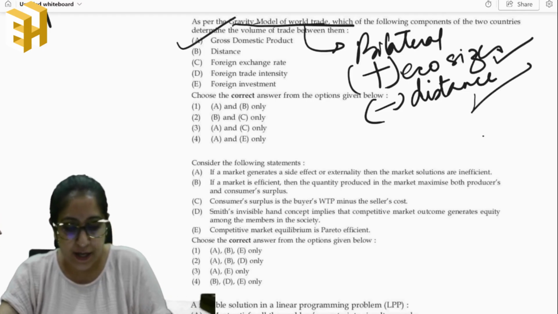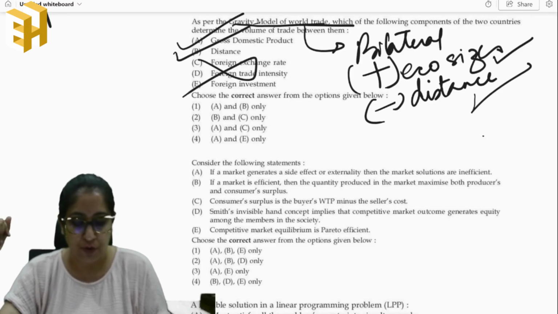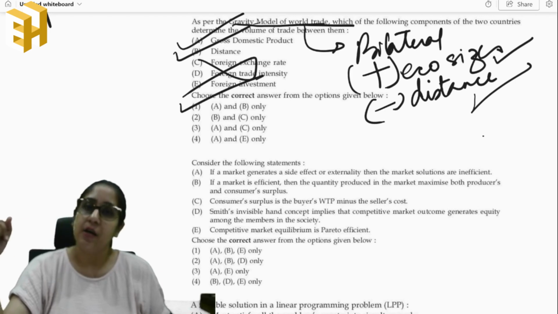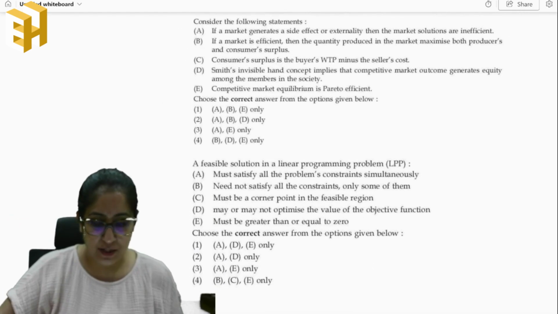Okay, so A and B, none of the other. C, D, E, no. So A and B only, and this is the right answer. Moving on to the next question.